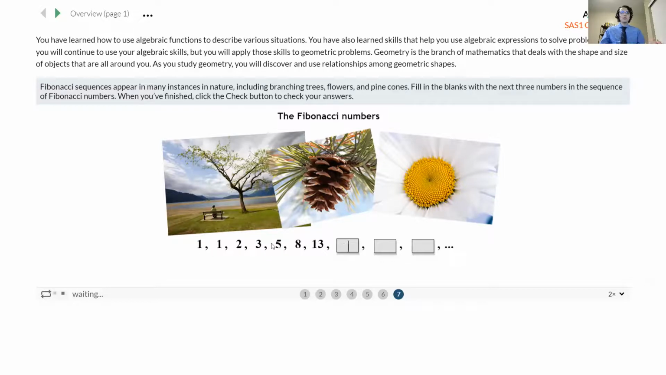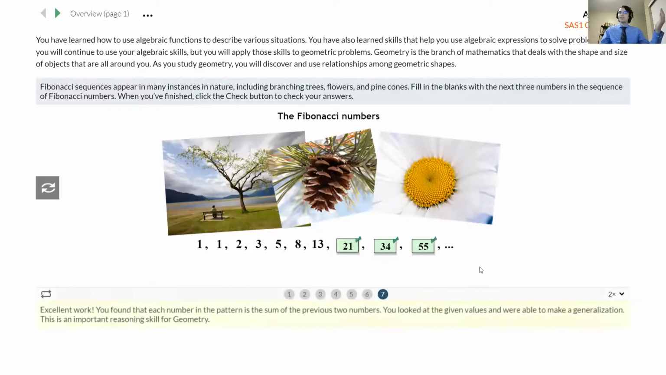So if it's self-similarity, plus 1, plus 1, plus 2, plus 3, plus 5, plus 8, right? So it's going to be 21. And then this one's going to be plus 13, so that's 34. And then this one's going to be plus 21. Ooh, so that's 55, right? So what we found is that self-similarity.